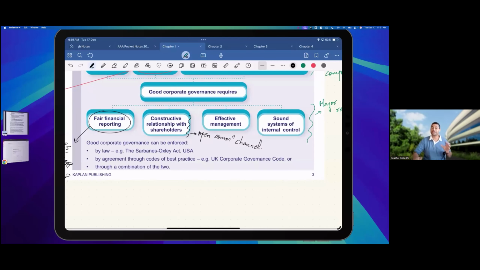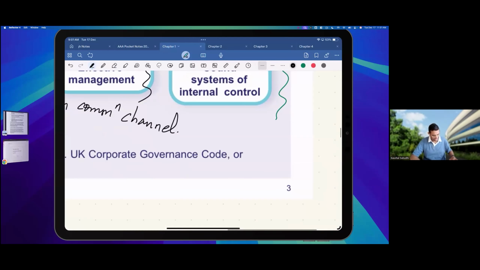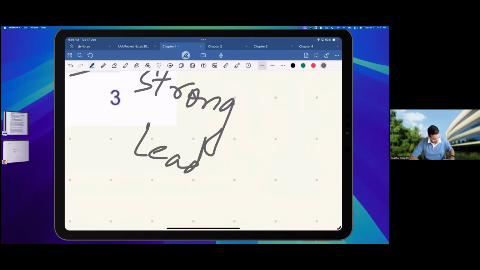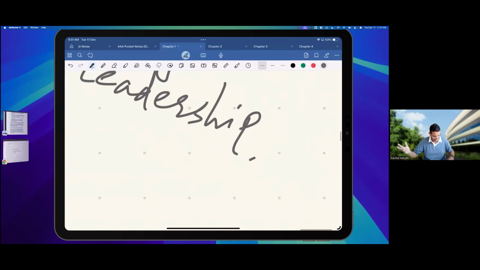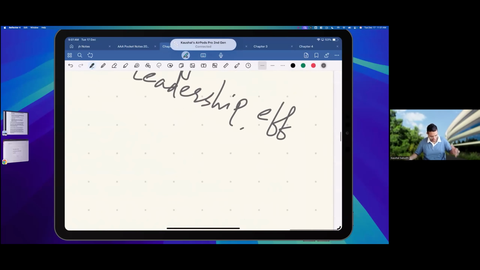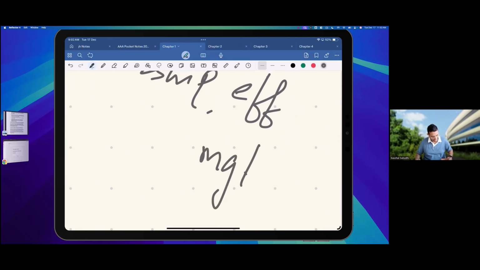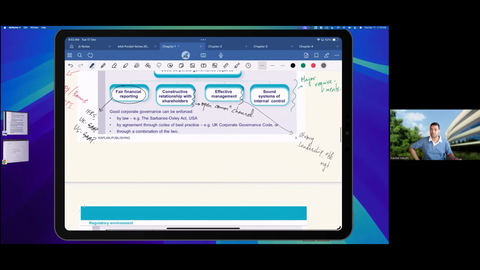Effective management. This is very important. Strong leadership and decision making leads to proper effective management, right? So once again, we are talking about the leadership over here. Strong leadership, or you can call it effective management, and that's what it's all about. So you can say strong leadership and effective communication, effective management to align with the objectives, right? So that's again what effective management is all about.